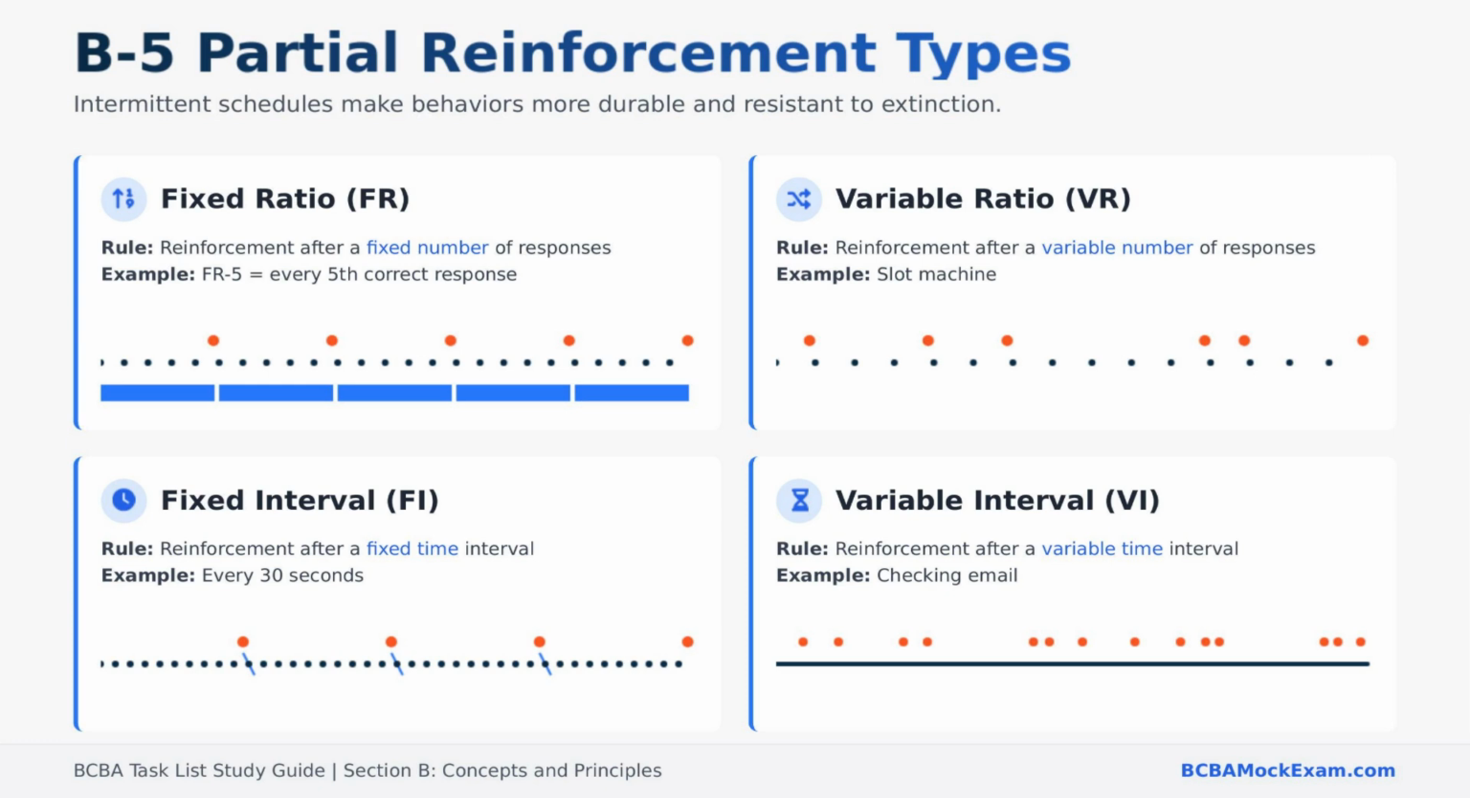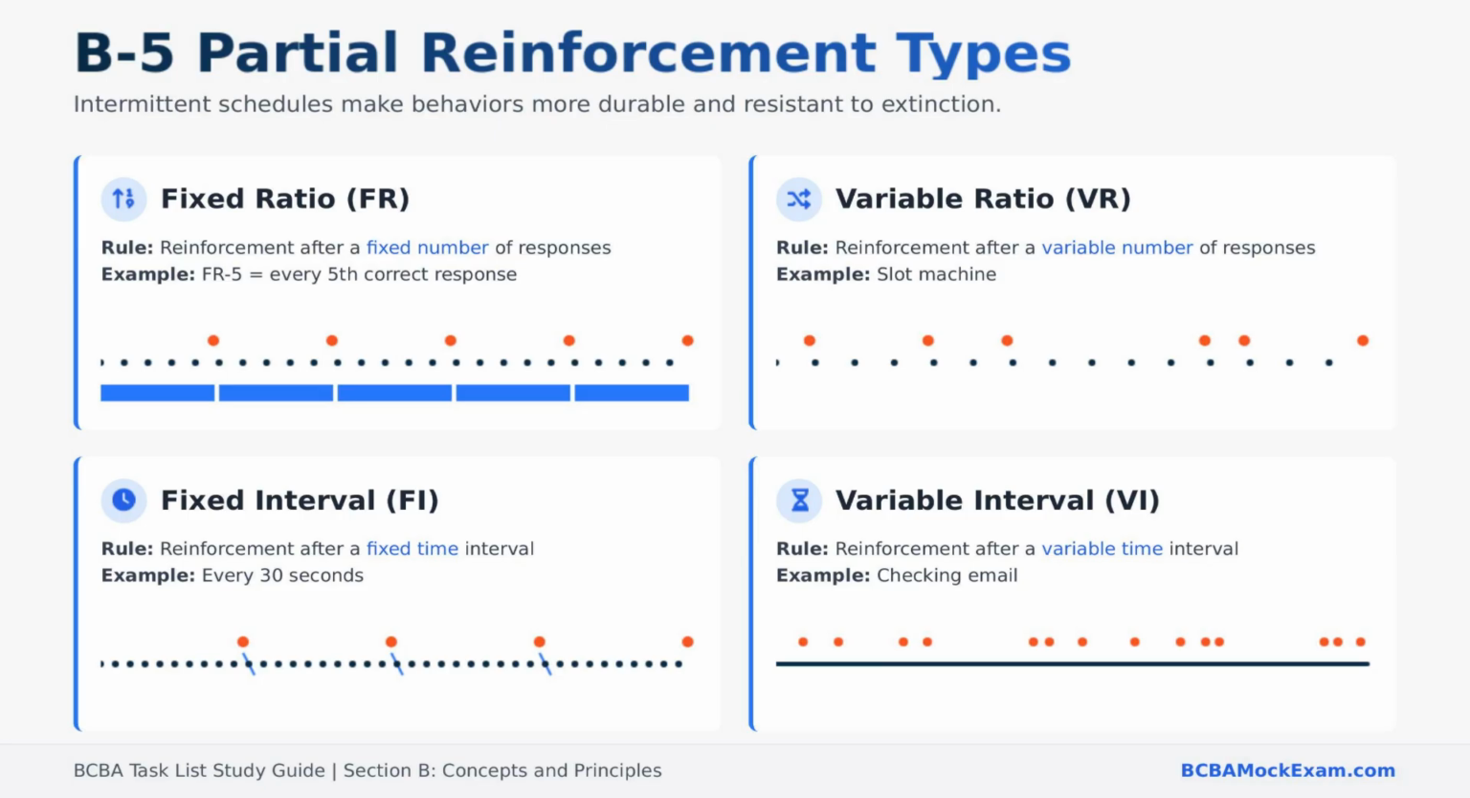Now we're looking at partial reinforcement schedules. We're not reinforcing every single correct behavior anymore, we're reinforcing some of them. And that's what makes behaviors more durable and resistant to extinction. Let's go through the four main types, one by one.